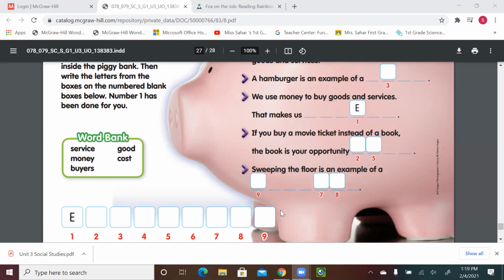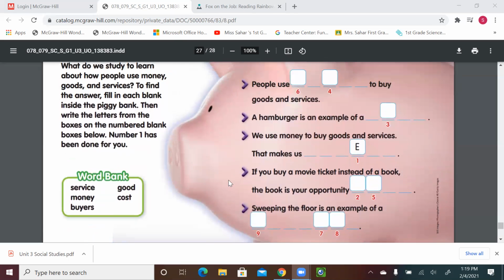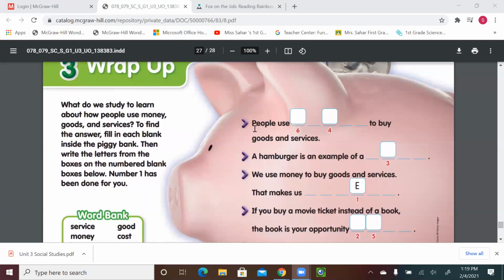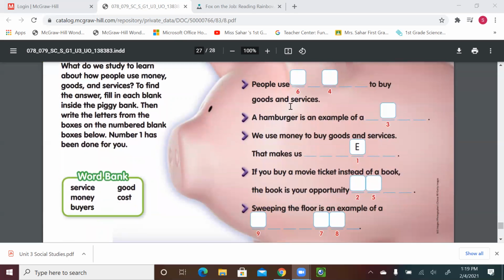All right, so let's start and do this together. The first sentence, let's see what we have. We have the words service, money, buyers, goods, or cost. These are the words we're going to use to fill the gaps. The first sentence: people use something to buy goods and service. What do you think people use? People use service to buy goods and service? People use money to buy goods and service.